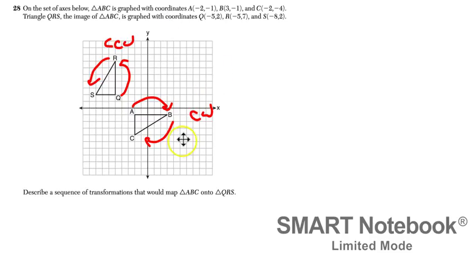Whenever the orientation changes, this went from a clockwise to a counterclockwise orientation, that means a reflection has to have occurred. Because rotations and translations don't change the orientation. So I'm going to try to do this with a single reflection, see if I can. One thing I know about reflections is that if I connect a point to its image, so notice that A is supposed to map onto Q, B onto R, and C onto S, then the line of reflection is going to be the perpendicular bisector of that segment connecting a point to its image.